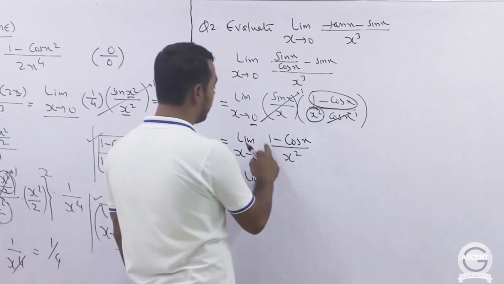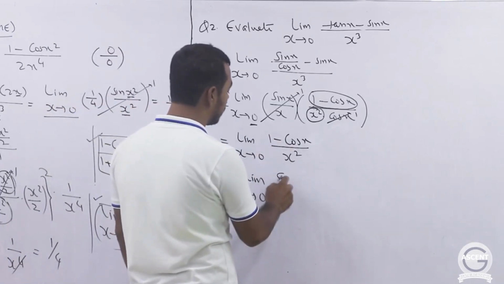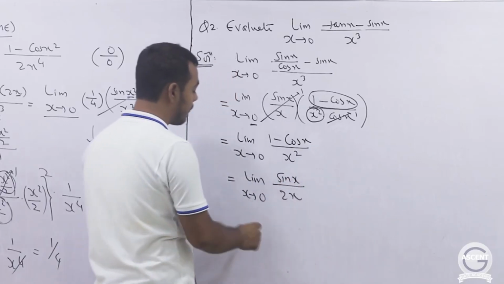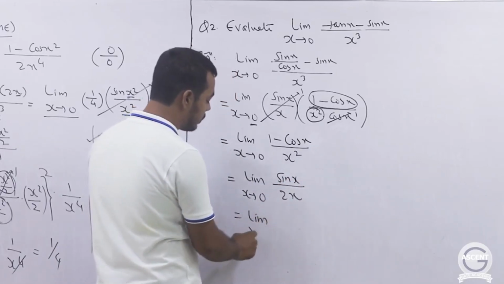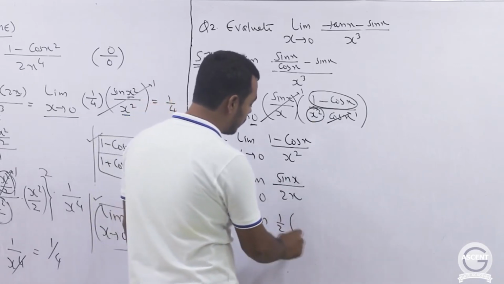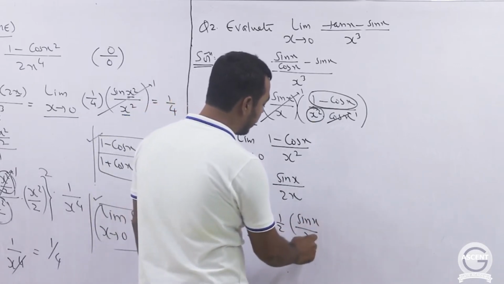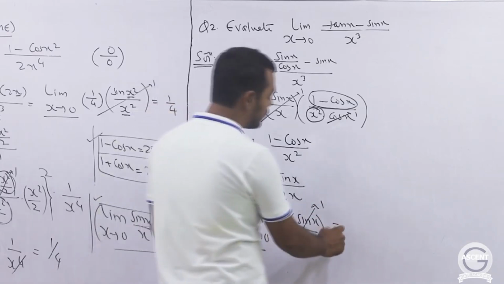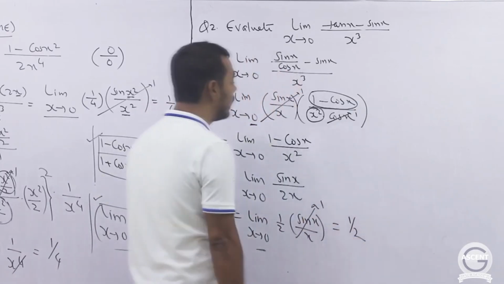step. If I apply L'Hopital rule, derivative of 1 minus cos x will be sin x, derivative of x square will be 2x. So limit x tending to 0, 1 by 2 sine x by x. When x is approaching 0, sine x by x will give us 1. So finally the answer will be 1 by 2.